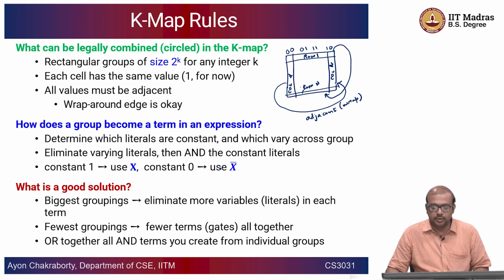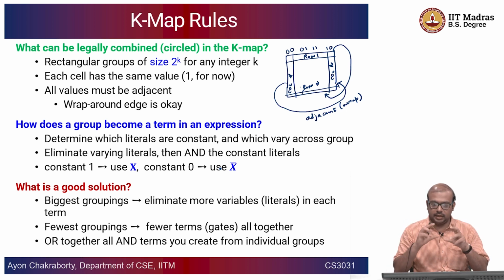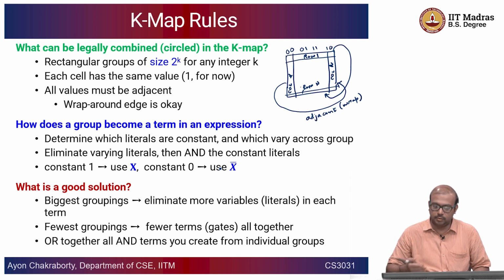And then you want the fewest groupings. If you have too many groupings, each one is going to create a minimized expression, but since you have many groupings scattered around, they might not be optimal in terms of the number of gates. So you have to remember that the final expression is a sum of these implicants, and the sum of the implicants needs to be implemented in the fewest number of gates. So it is better to have the circles or the groupings as large as possible.